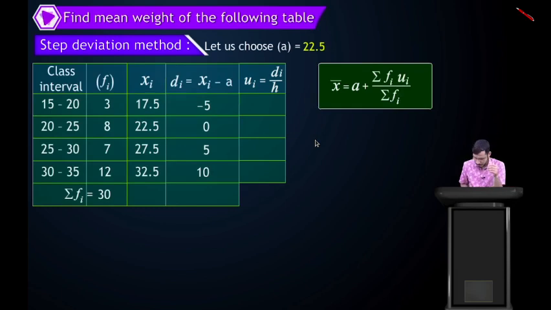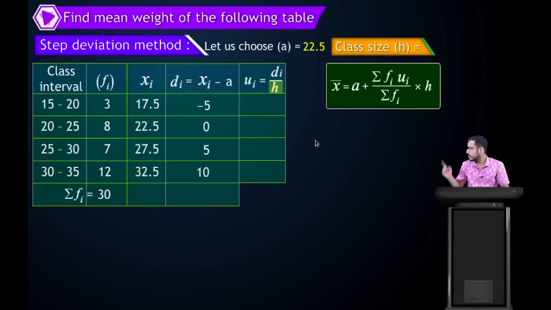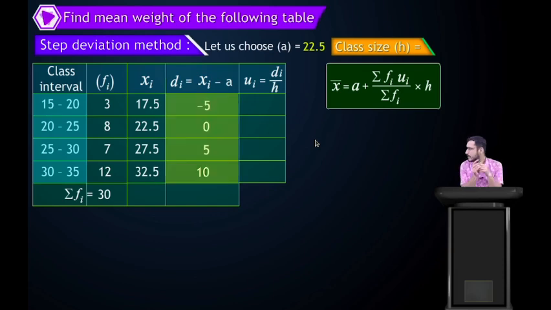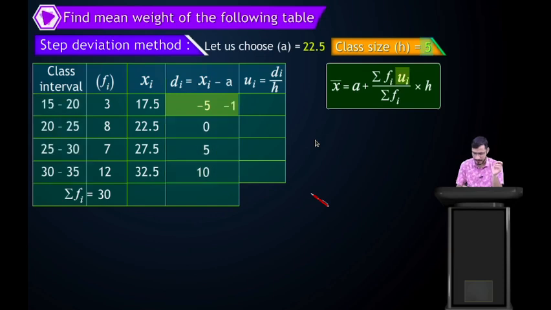So we can find ui. ui is equal to di by h, and the formula will be x bar is equal to a plus sigma fi ui divided by sigma fi, into h, where h is the class size. You can see the class size is 5 here. Class size means upper limit minus lower limit. Remember, always class size is equal to upper limit minus lower limit. So that is 5 here.